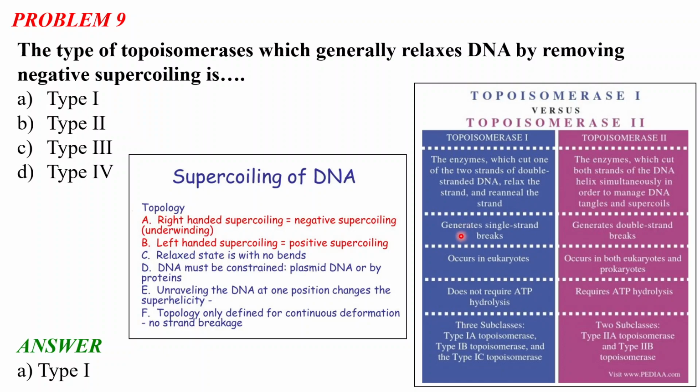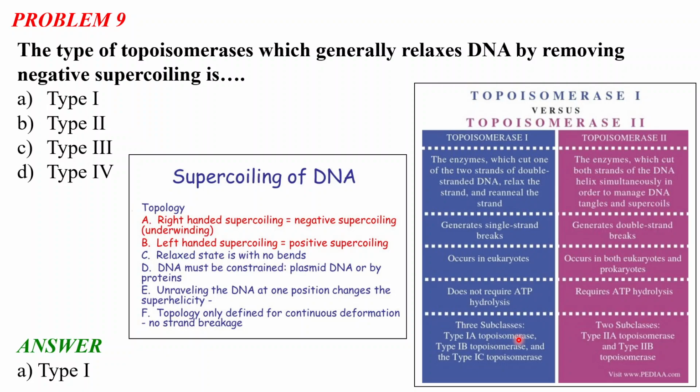Topoisomerase 1 generates single strand breaks and occurs in eukaryotes, but topoisomerase 2 generates double strand breaks and occurs in both eukaryotes and prokaryotes. Topoisomerase 1 does not require ATP hydrolysis, and topoisomerase 2 requires ATP hydrolysis. The subclasses of topoisomerase 1 are 1A, 1B and 1C, and for type 2 they are type 2A and type 2B. Each subclass has particular properties and a particular role to play, which we will discuss slowly.